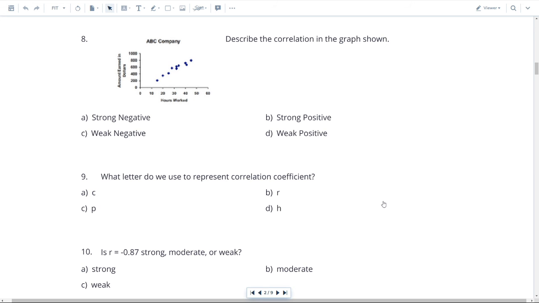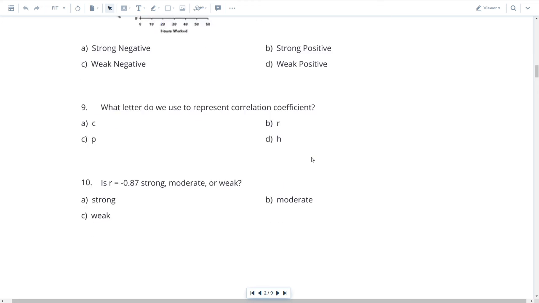So if we're talking about negative 0.87, that is a strong correlation comparatively to moderate and weak. Moderate would be, I don't know, anywhere from like 0.6 and lower to like 0.25 or something like that, or 0.75 to 0.25. Anything above 0.75 is considered strong or fairly strong or something along those lines.